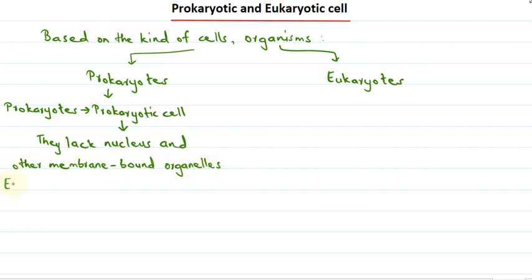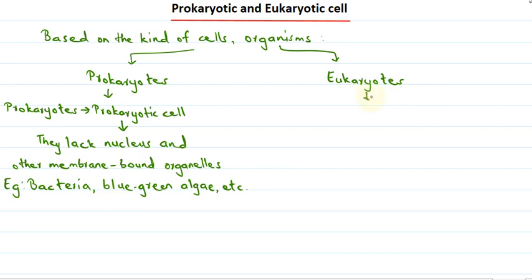Now let's consider some of the examples of prokaryotes. Example: bacteria, then blue-green algae, etc. These are some of the examples of prokaryotes that have prokaryotic cell.